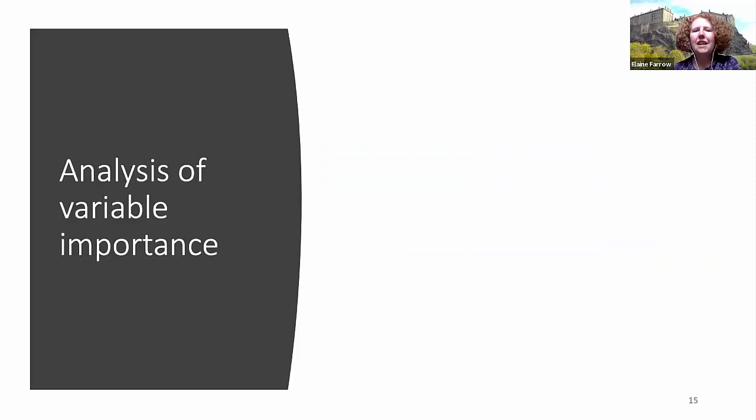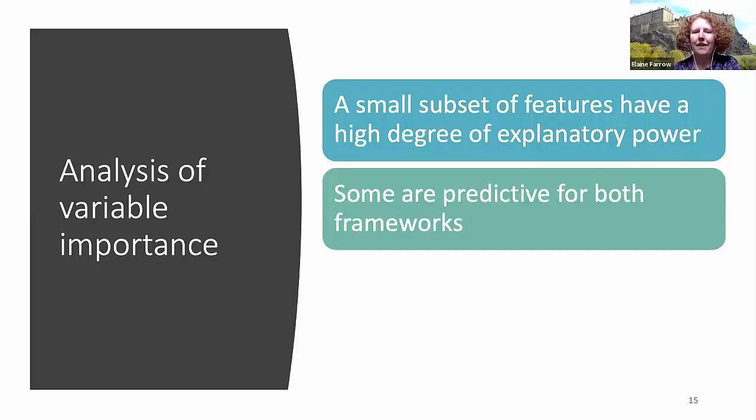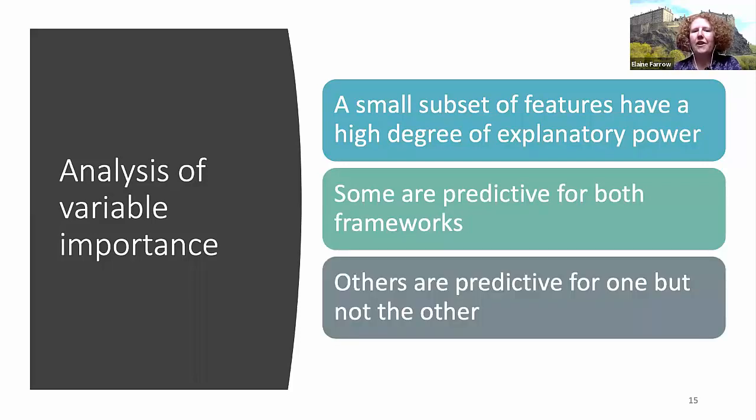So we do this by analysing variable importance, and we found that a small subset of the features have a high degree of explanatory power. Some of them were predictive for both the frameworks, and others were predictive for one framework, but not for the other.